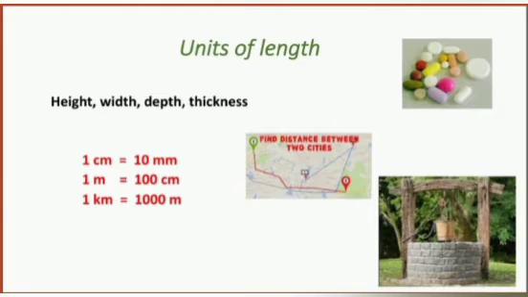1 centimeter is equal to 10 millimeters. Then 1 meter is equal to 100 centimeters. 1 kilometer is equal to 1000 meters. When we are calculating examples relating these units, we have to consider those relationships. We will discuss the calculations of length measurements one by one.